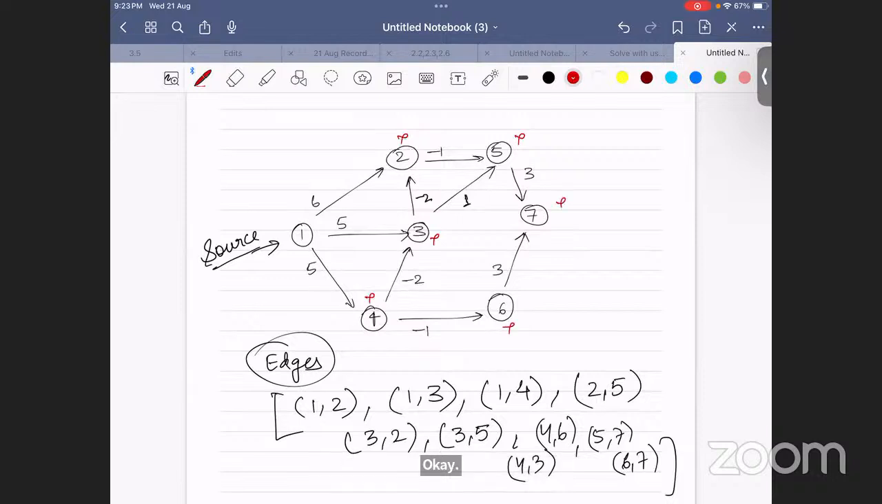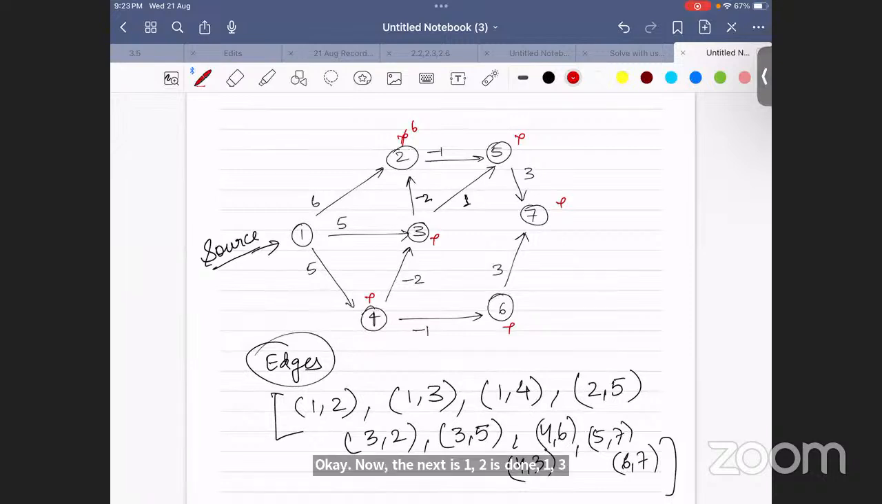Okay, let's start with the first iteration now. So 1 to 2, the weight is 6. 6 is less than infinite, so I'll replace this infinite with 6. Are you able to understand this? Are you getting me or not? Okay. Now the next, so 1, 2 is done.